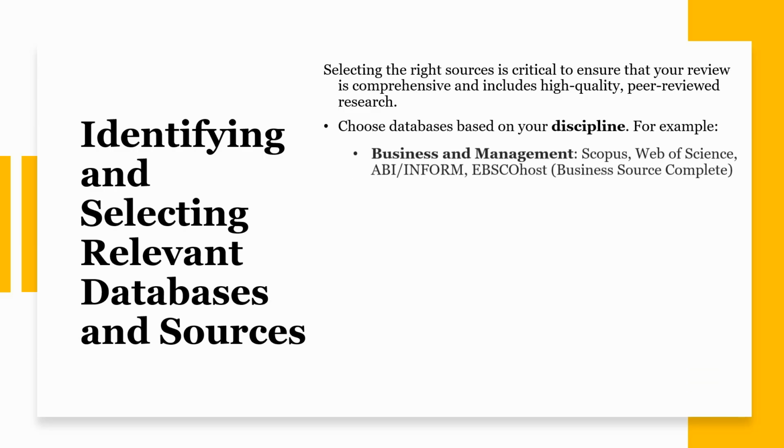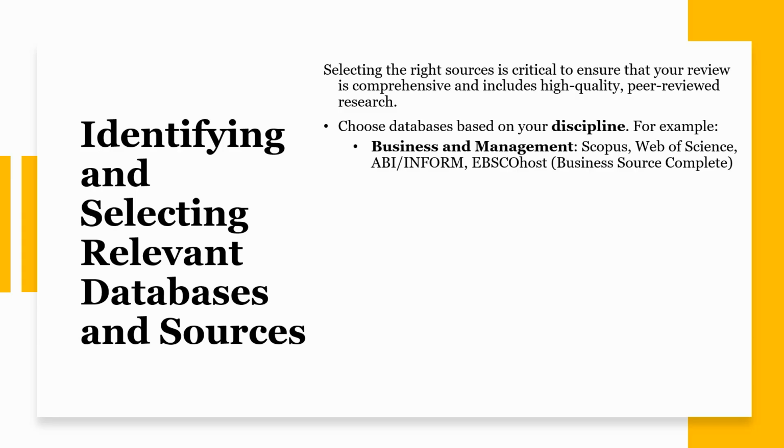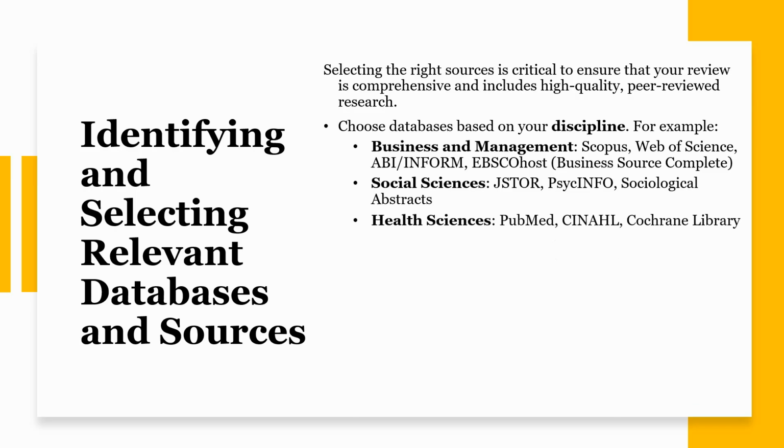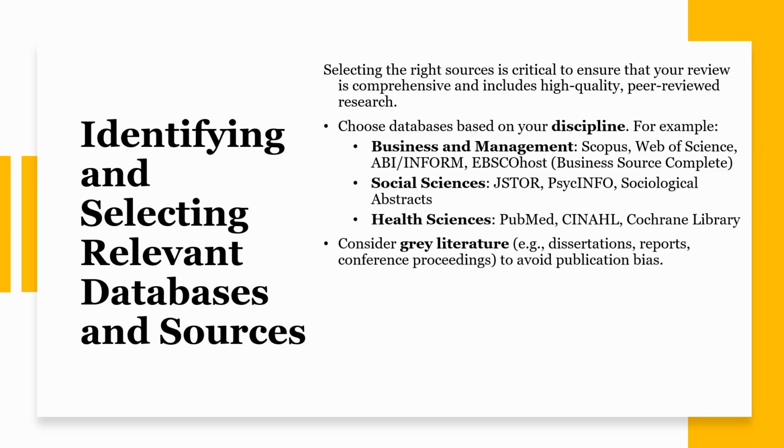For example, if you are in business management, you can use Scopus or Web of Science or Business Source Complete. If you are in social sciences, you can use PsycInfo, Sociological Abstracts, and others. If you are in health sciences, you can use PubMed. Now, consider the grey literature. Those that are reports or dissertations or conference proceedings, you can obviously avoid these to avoid publication bias. Now, evaluate the credibility and scope of each database.